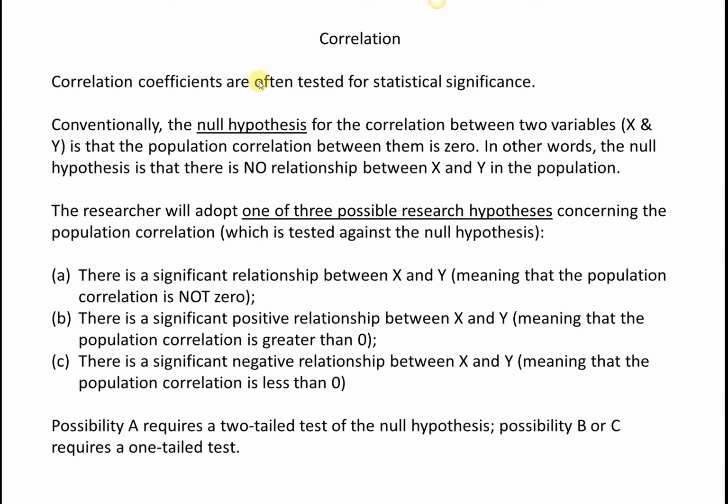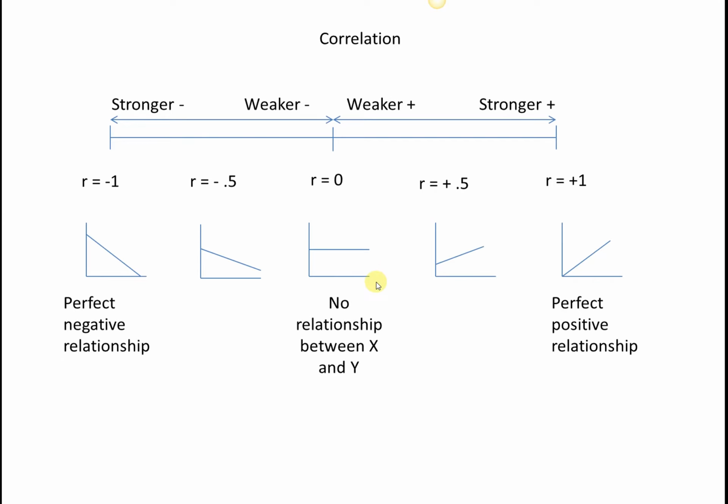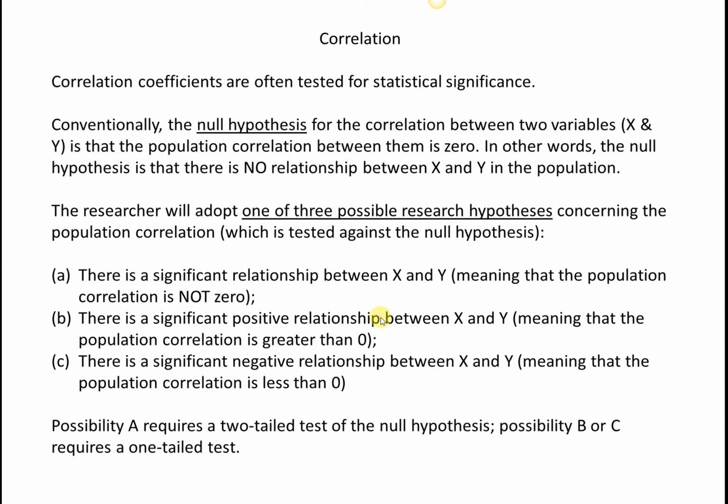Now, correlation coefficients are often tested for statistical significance, and basically what this means is that the assumption by default with the null hypothesis is that the correlation between two values in the population looks like this, meaning that there's no relationship between the two variables. Generally researchers don't believe that the null is true when they're testing the hypothesis, but the null is sort of a straw man that you compare your data against.